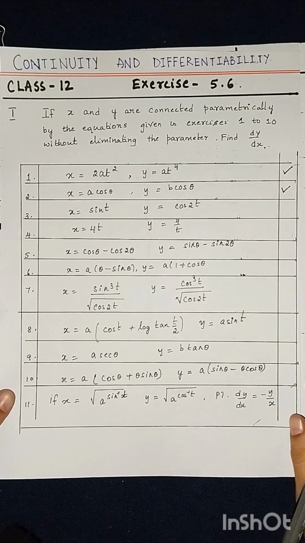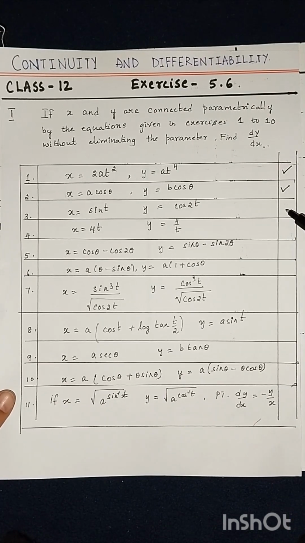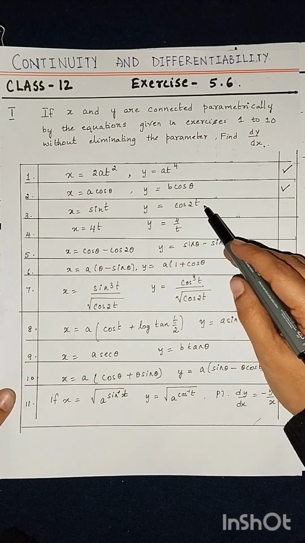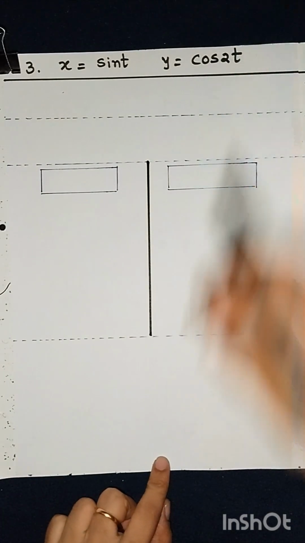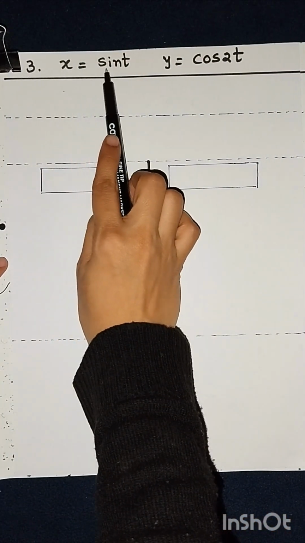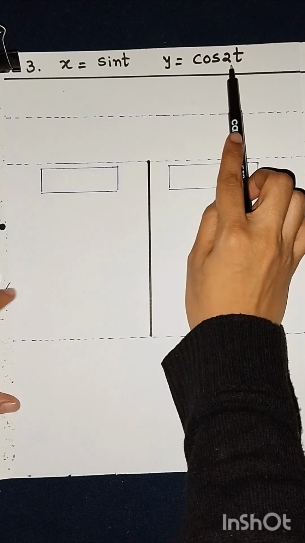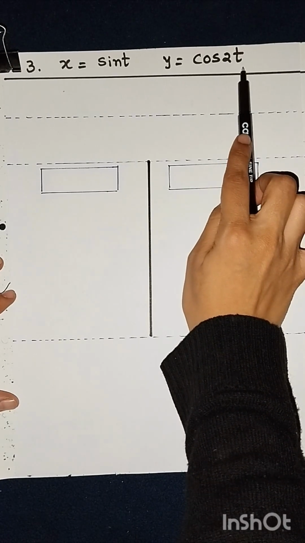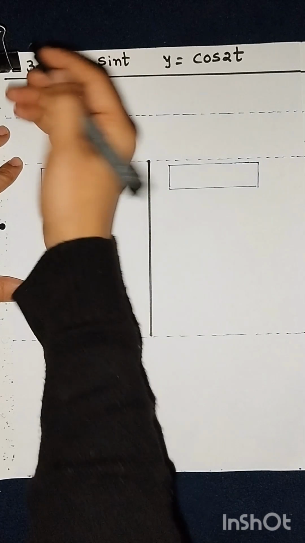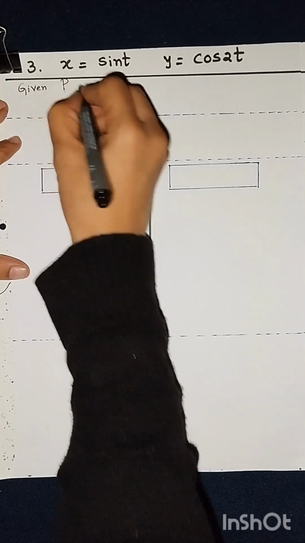Continuity and differentiability exercise 5.6. We completed 2 questions. Now we'll find the derivative for the third parametric equations: x is equal to sin t, y is equal to cos 2t. So we have to find the derivative of these parametric equations. Let us write down the given parametric equations.